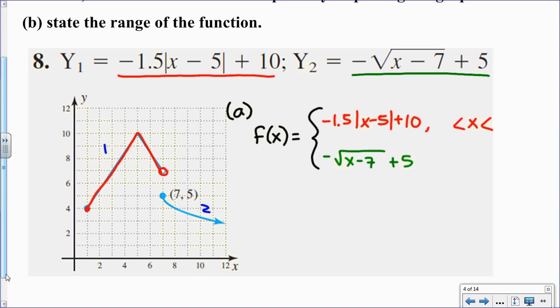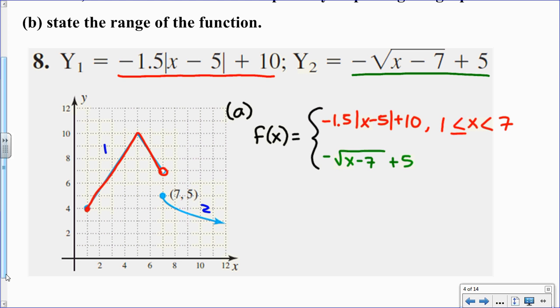So I start at 1 and it's a closed circle, so I have an equal to. And then I go to 7 and it's an open circle, so I do not put the equal to. Okay? That tells me you always read it from X. X is greater than or equal to 1 and less than 7. That's what I want to show. X is between 1 and 7.